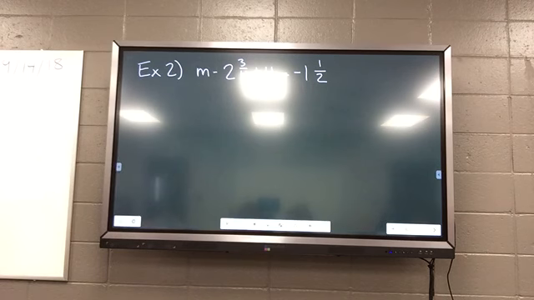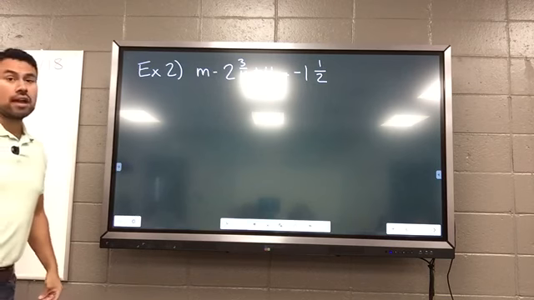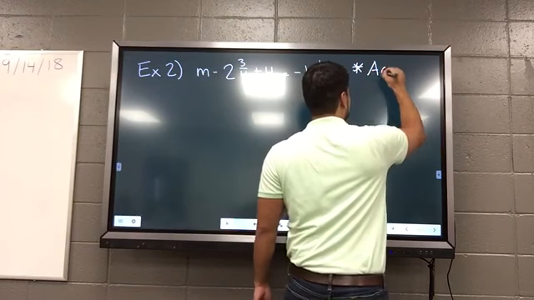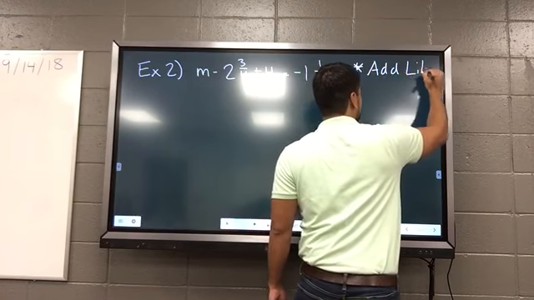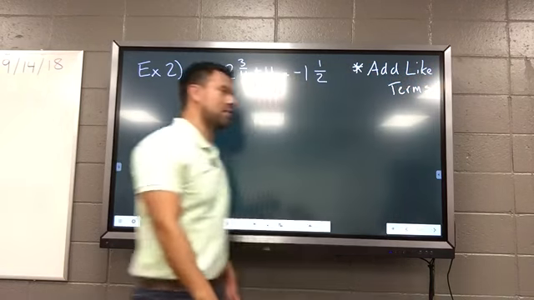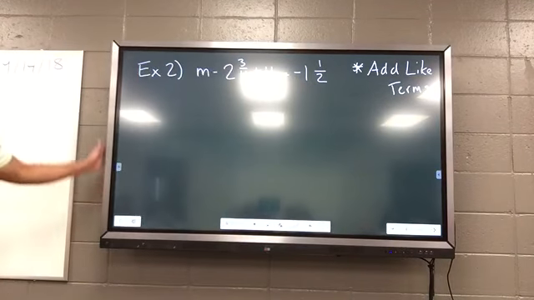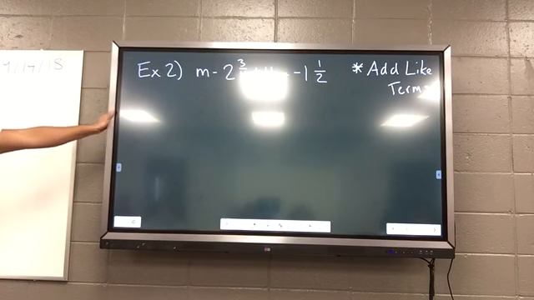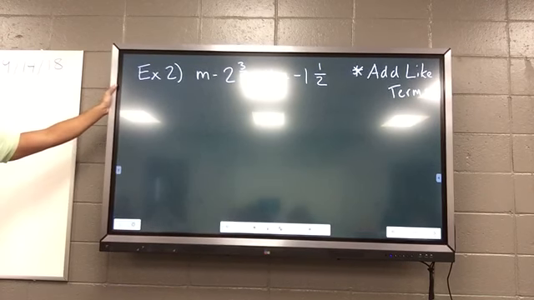Before I determine if it's addition or subtraction, what do I do to make this a simpler problem? First, add like terms. I'm going to write that up here again: add like terms. It just makes it easier. You're going to see some of them are complicated, but if you just add like terms, it makes it a little bit more palatable to work out.